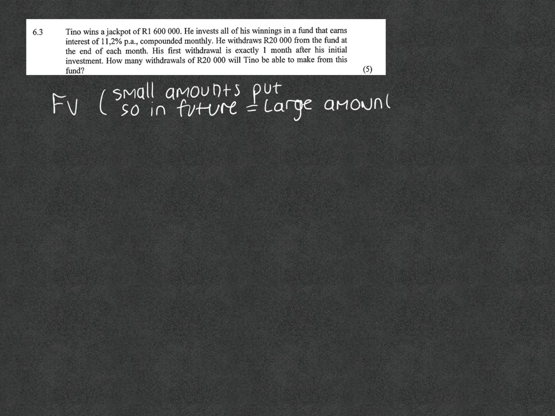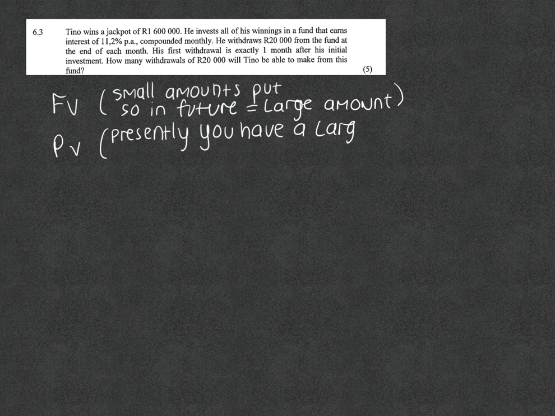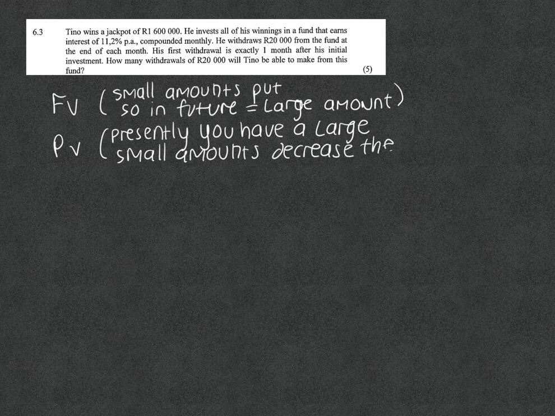Now the present value is paying off. So presently you have a large amount, and your small amounts decrease the large amount. Sounds pretty weird, but that's kind of how we are going to be doing this. Future value deals with, in the future, I'm going to have a big amount. Present value, currently I have a big amount and it is decreasing over time.